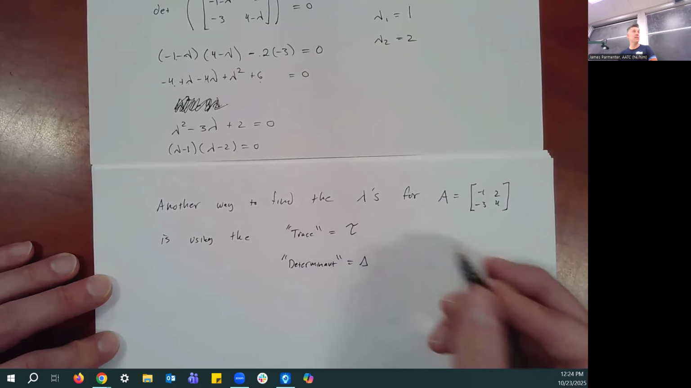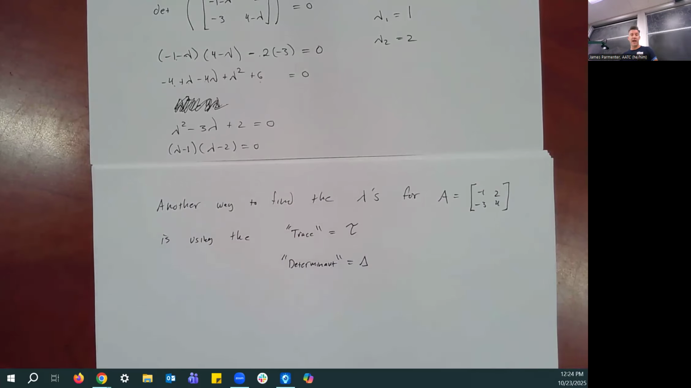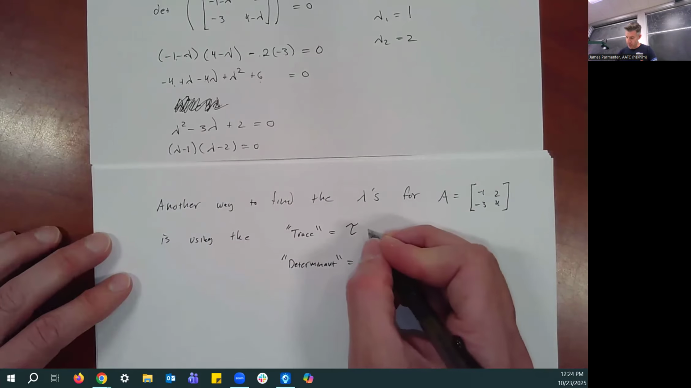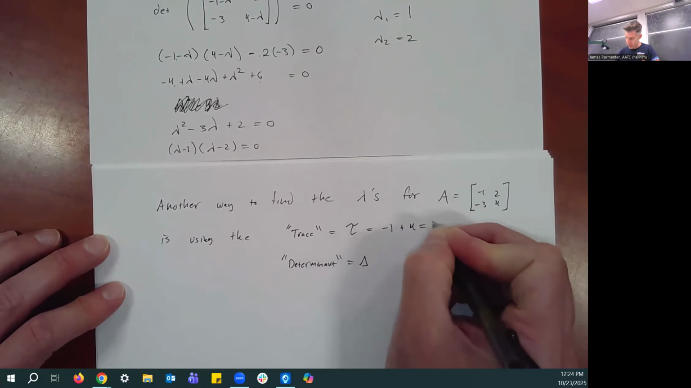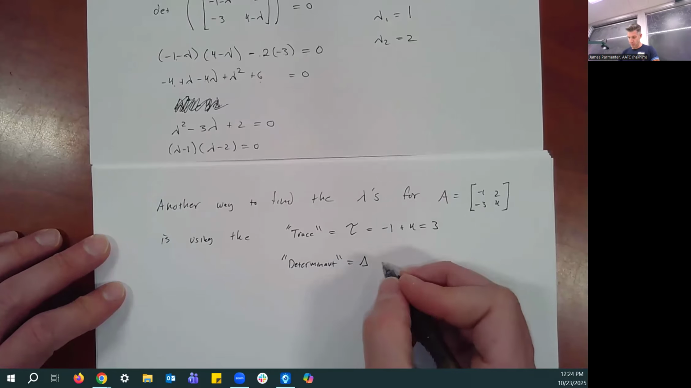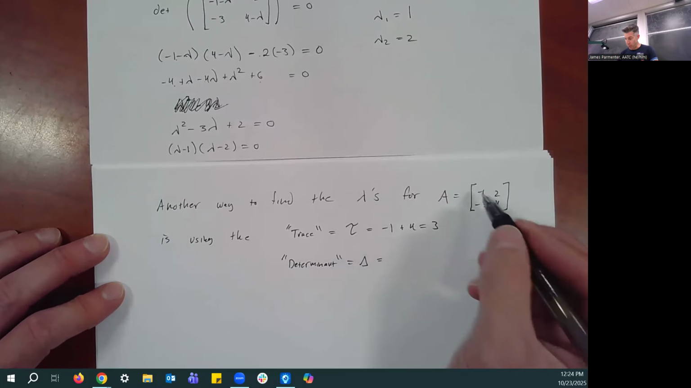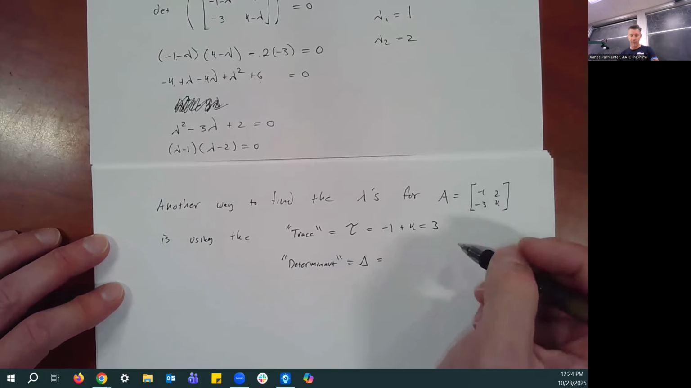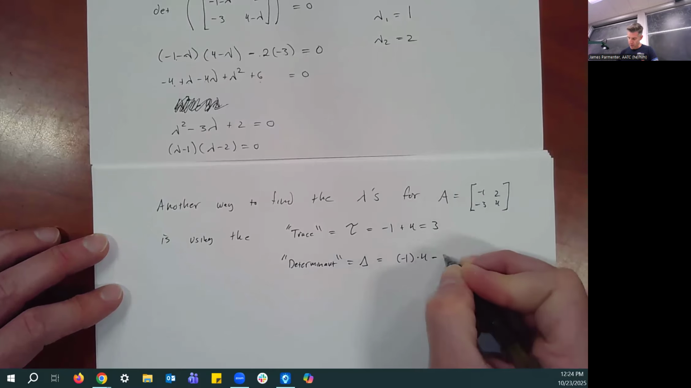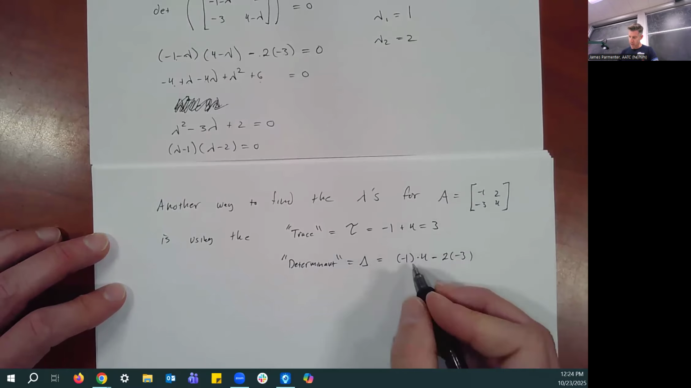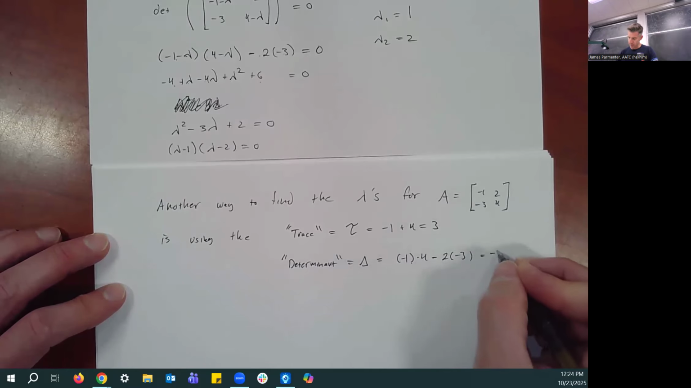So the trace is the sum of the diagonal entries. The trace in this problem is -1 plus 4, which is 3. And the determinant is, as usual, the product of the diagonals minus the product of the off diagonals. So it's -1 times 4 minus 2 times -3, which is -4 plus 6, which is positive 2.